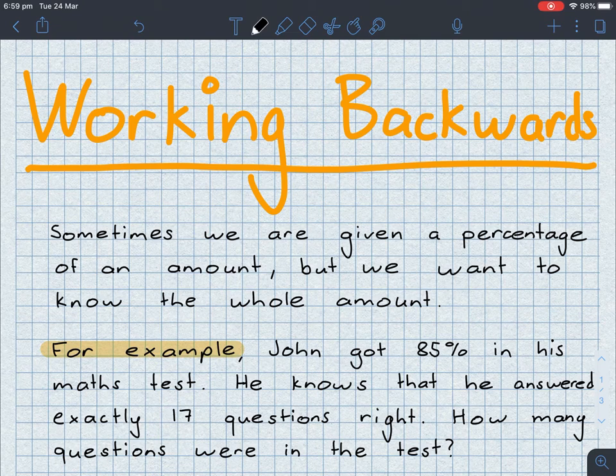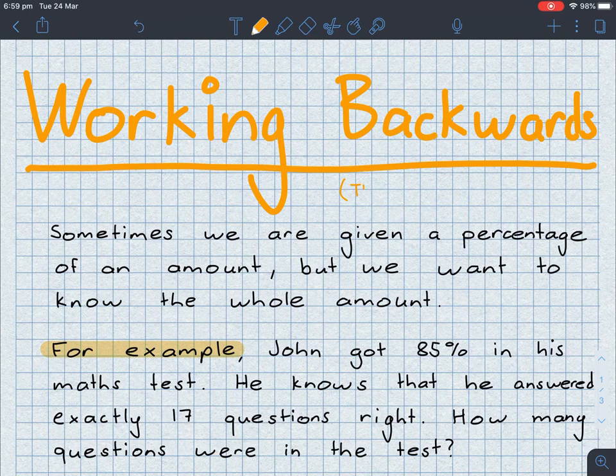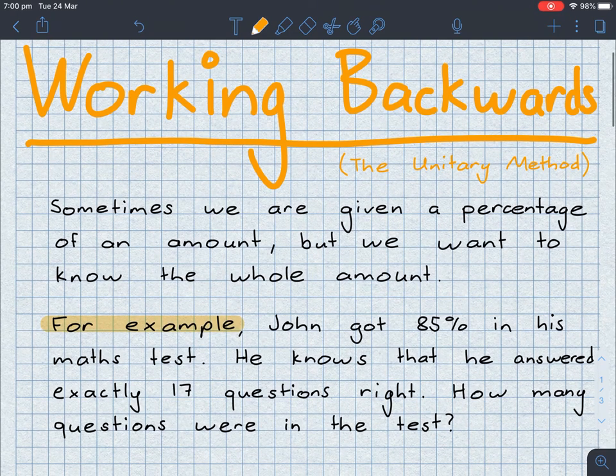So our heading today is working backwards. Another heading that we could have used is the unitary method, which makes what we're doing sound a little bit more complicated than it is. So I've gone with the heading working backwards. But if you see any mentions of the unitary method, it's just the process that we're going to be using today. So I've got some notes here that you're going to write into your book.